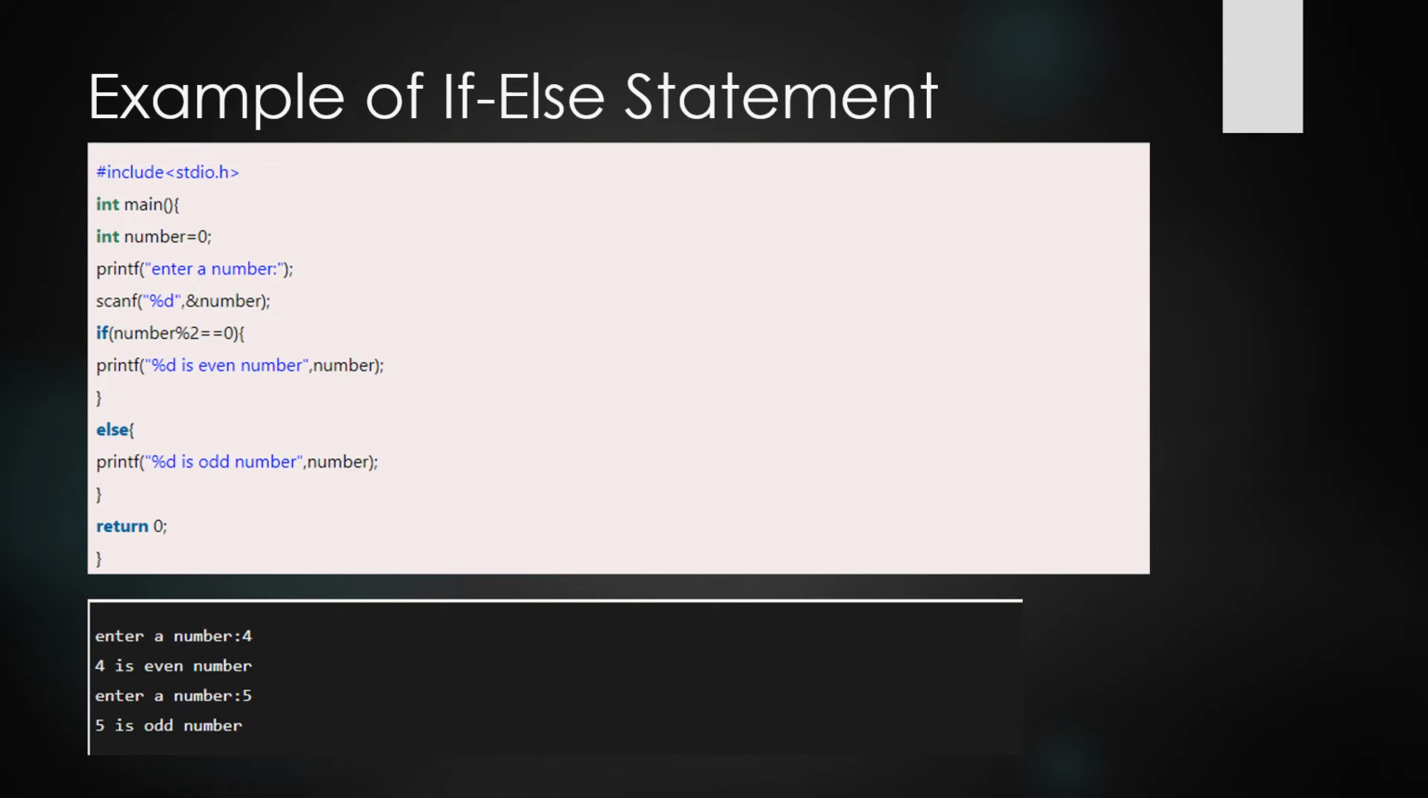If we enter the number as 4, "4 is even number" would be printed, and if we enter the number as 5, then "5 is odd number" would be printed by using if-else statement.